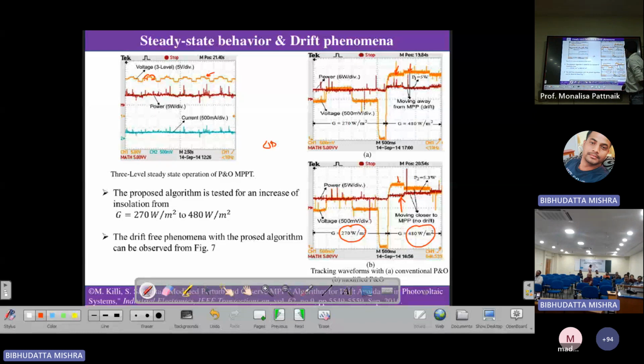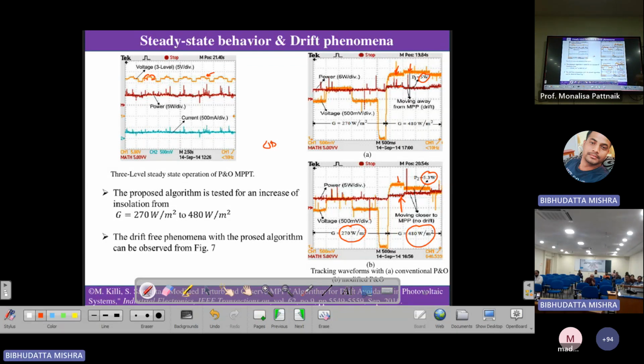Now come back to our drift-free algorithm. See here, it knows that this change is due to the irradiation change, so I should decrease the voltage. So it is decreasing the voltage, and you are getting more power than this one. See, it is 5.3 watt and this is 5 watt. Remember, this is for a 16 watt panel. So although it looks very low, if you have a huge array, then it is significant.